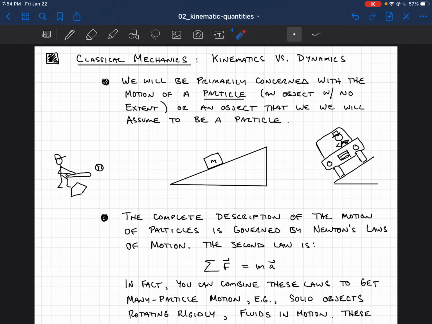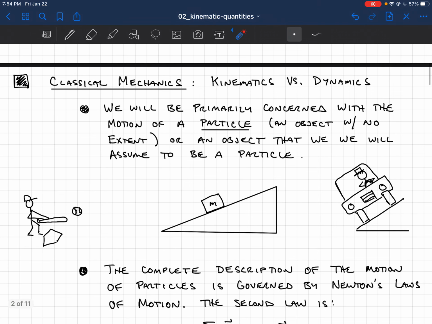In some cases, particle motion is obvious, like a ball that's being hit off of a bat and it might take some path that looks like this. Well, a ball is not much more than a particle, and we can talk about the velocity of that small object. But sometimes we'll talk about things like a box that's going down a ramp. Maybe this is the velocity of that box. That box we'll consider to be a particle. You just think about it as a dot in space.